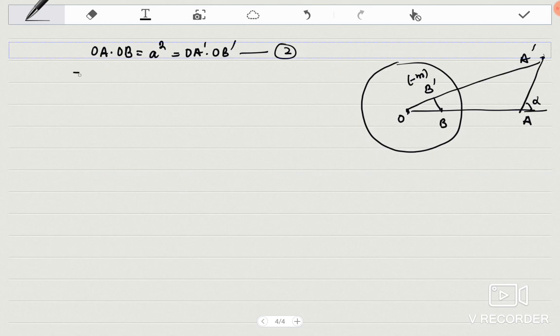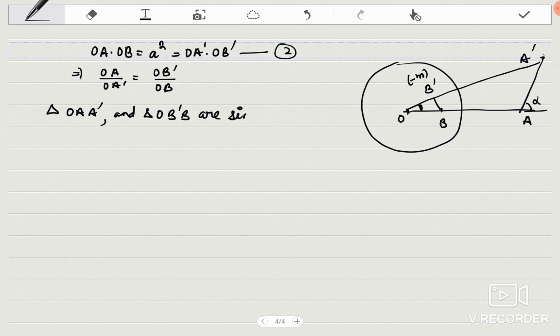Now this implies that OA upon OA dash is equal to OB dash upon OB. Now look at these triangles. OA upon OA dash, that simply means we are talking about this triangle OAA dash. OA upon OA dash is equal to OB dash upon OB, and this angle is common to the two triangles. So this triangle and triangle OB dash B are similar triangles.